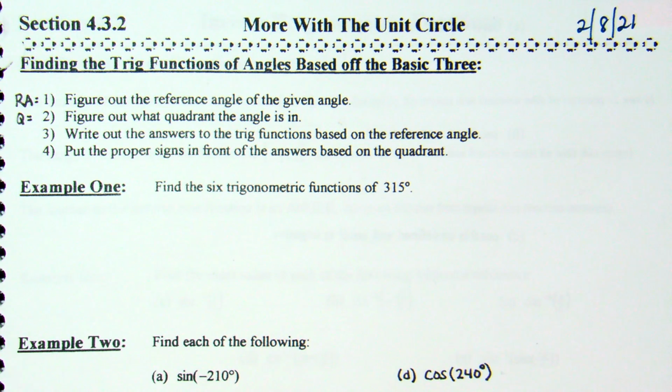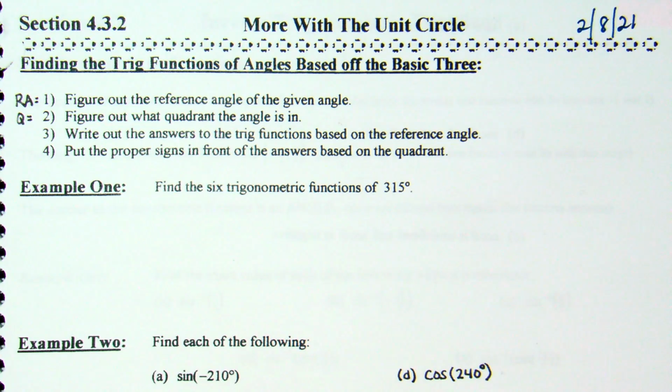So if you look up top there's a set of 4 steps, and I'll talk you through those steps, especially when we get started. The first thing we're going to do in these problems is figure out the reference angle of the given angle. So, if I give you 150 degrees, we're going to figure out how far that is from the x-axis. The second thing we're going to do is talk about what quadrant it's in. Is it in quadrant 1, 2, 3, or 4?